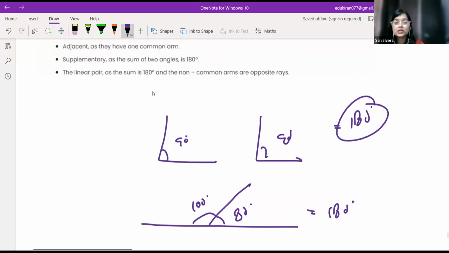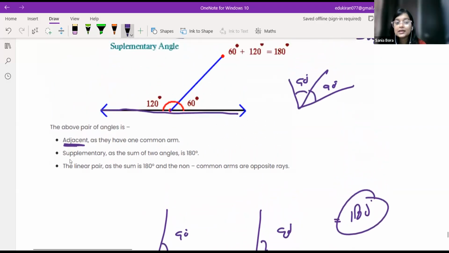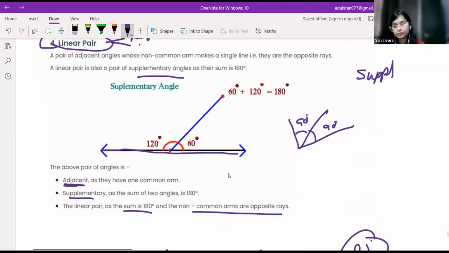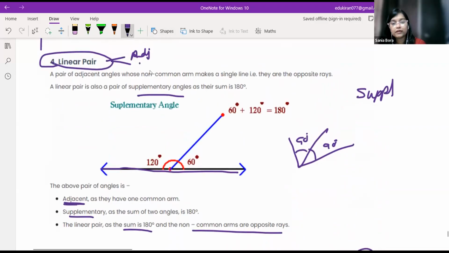So there is a condition. First of all, they should be adjacent, like they should have something common. Second, for supplementary, their sum should be 180 degrees. So the linear pair has a sum of 180 degrees and the non-common arms are opposite rays. Never get confused between supplementary angles and a linear pair. For a linear pair, there should be two conditions, a slight difference, but the condition should be met: first of all, adjacent angles and the straight line.